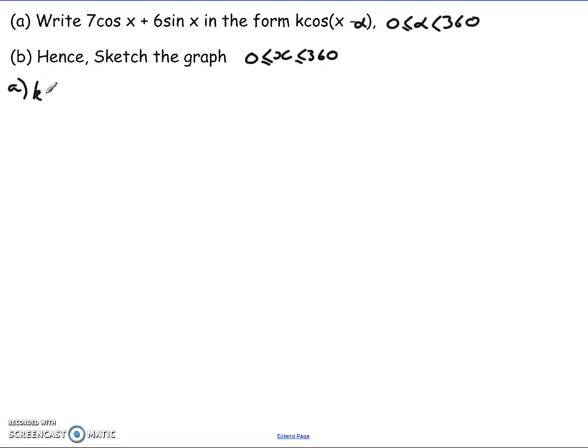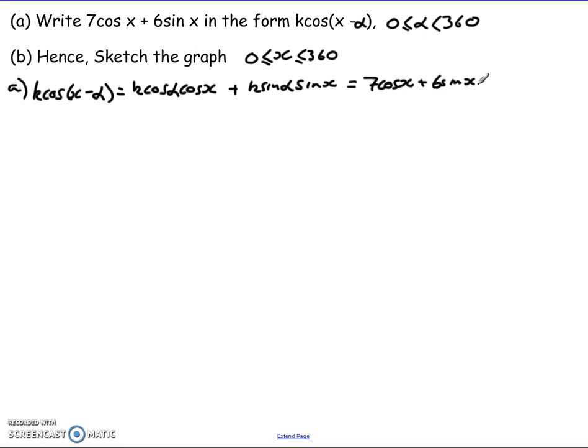We start the same way, expand the bracket. So expand our k cos(x minus alpha). We know that's going to give us k cos alpha cos x plus k sin alpha sin x. It's going to give us those two forms there. And we know we equate it to the original function in order to figure out our coefficients. So now we're going to equate it to 7 cos x plus 6 sin x. And in this case, these two parts equate to the two coefficients in this one.